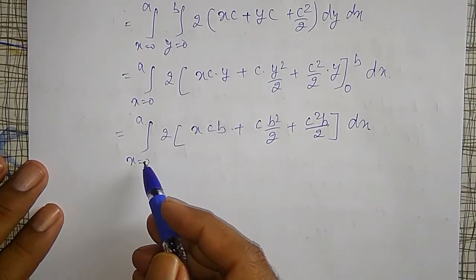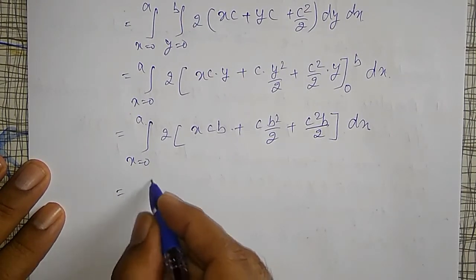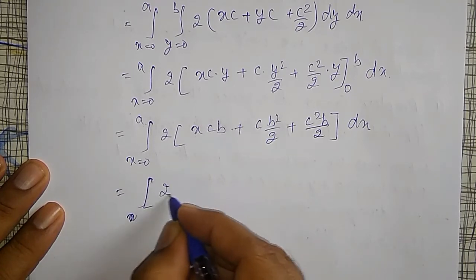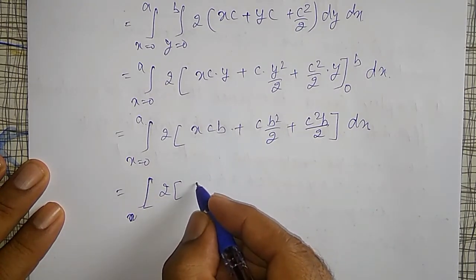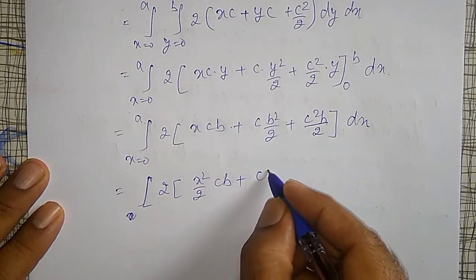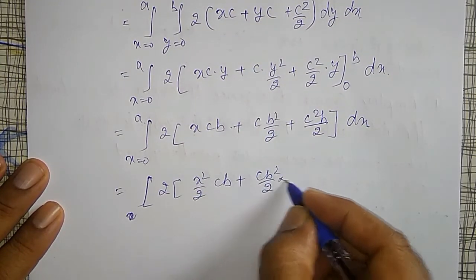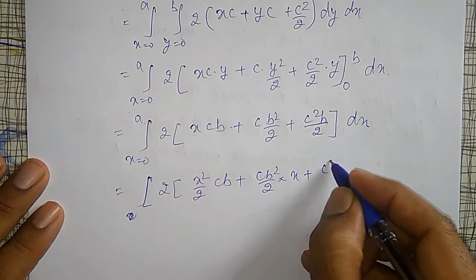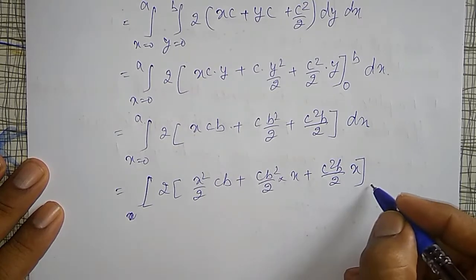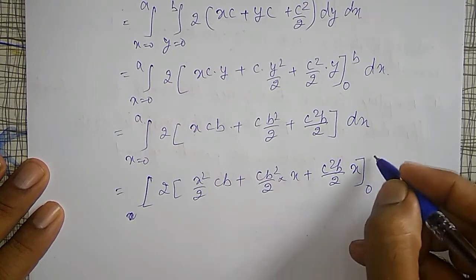Now I have to integrate finally with respect to x, which is equal to integration, taking 2 common outside: integration of x is x square divided by 2 (cb is constant), plus cb square by 2 into x, plus c square b divided by 2 into x, between the limits 0 to a.